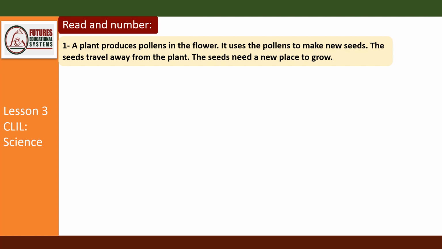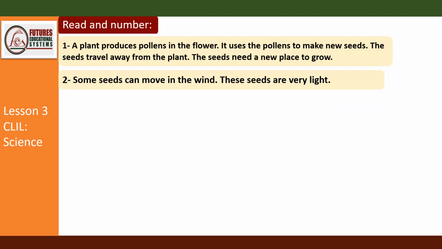Inside the flower are tiny particles called pollens. These pollens make new seeds, and the seeds travel away from the plant to make a new plant. They need a new place for a new plant to grow. So how do they travel from one place to another?